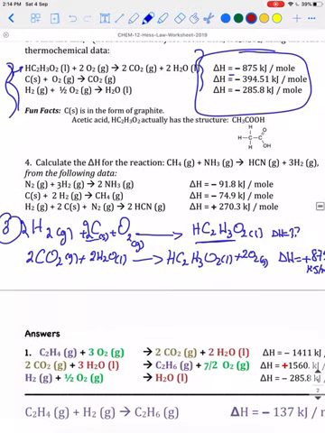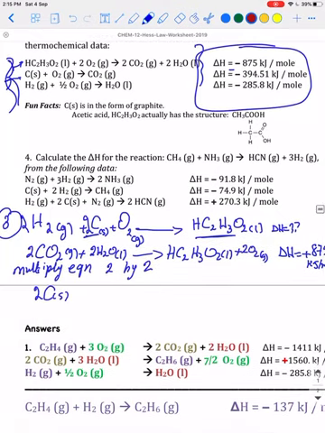We want carbon on the reactant side with coefficient 2. Here I have it, but with coefficient 1. So I multiply equation 2 by 2. I will keep it on the reactant side because we want the carbon already on the reactant side. So plus 2 oxygen gas to give CO2 gas. Because I multiplied it by 2, its enthalpy also should be multiplied by 2.